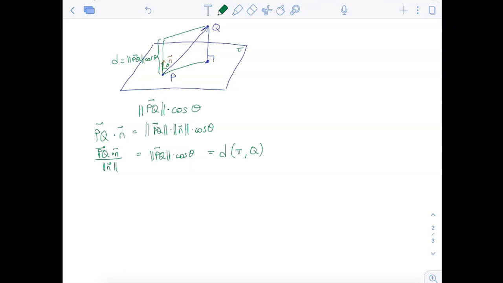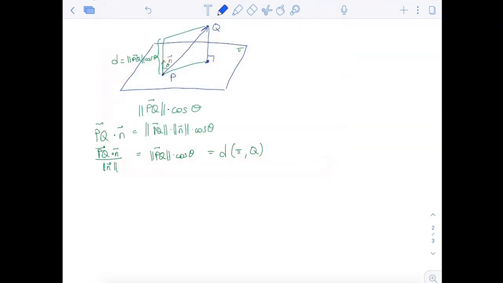So this plane is pi. Pi seems like a reserved name for the constant, but pi stands for P, the letter P in Greek, so it's a convenient letter to name planes. So this is why the distance between a plane and a point, or a point and a plane, is PQ dot n over the magnitude of n.